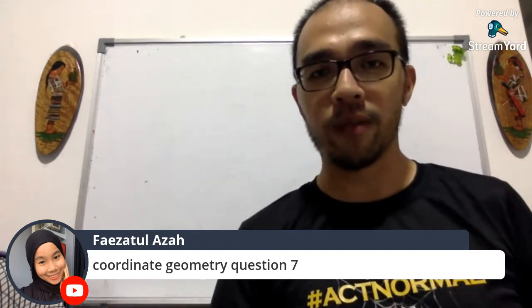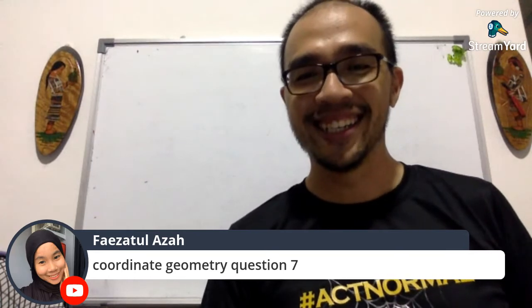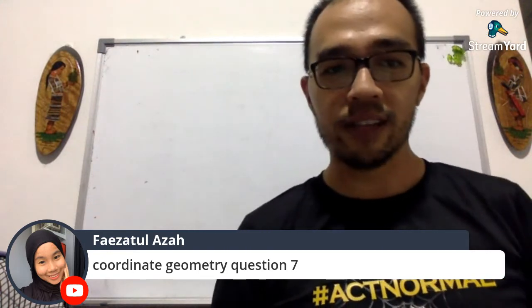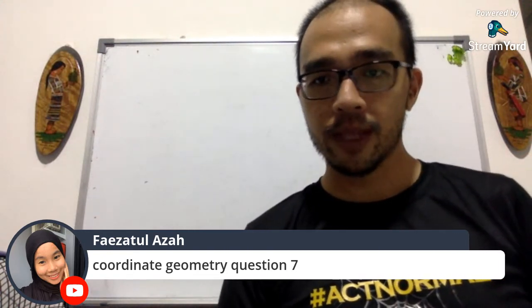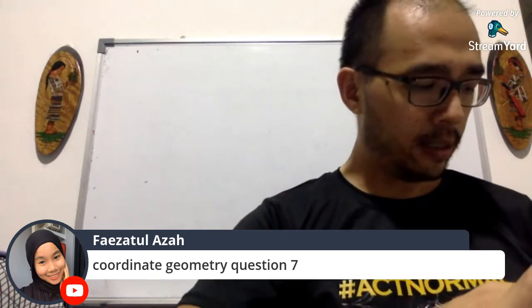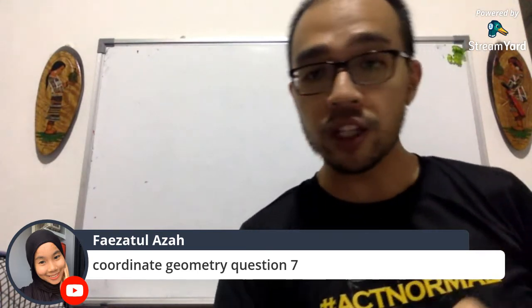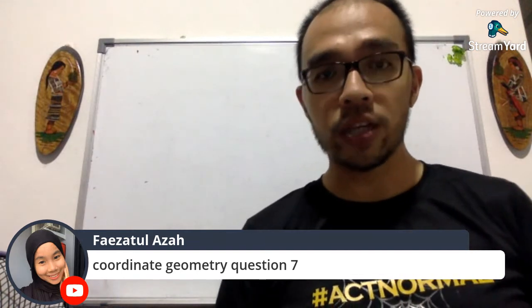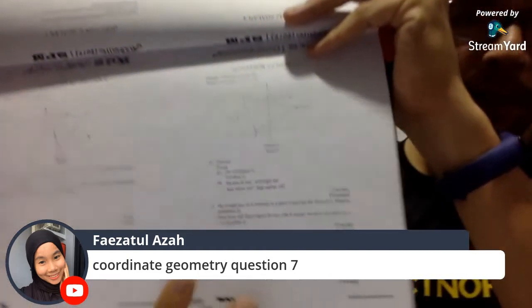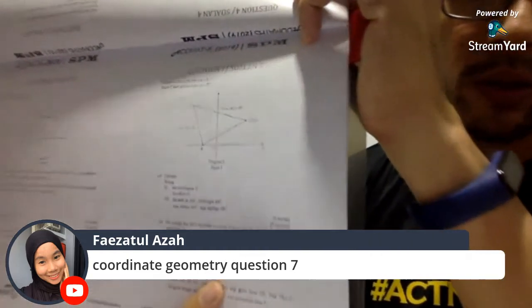Sorry, I kind of have to wait for the response. It's in page, I think it's page 10. Okay, it should be page 10, coordinate geometry question 7. I hope this is the question that you are referring to.